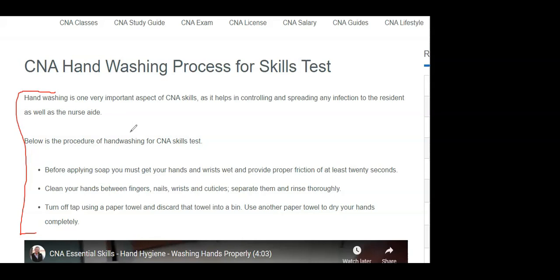Before applying soap, you must get your hands and wrists wet and provide proper friction of at least 20 seconds. Clean your hands between fingers, nails, wrists, and cuticles. Separate them and rinse thoroughly. Turn off tap using a paper towel and discard the towel into a bin. Use another paper towel to dry your hands completely.